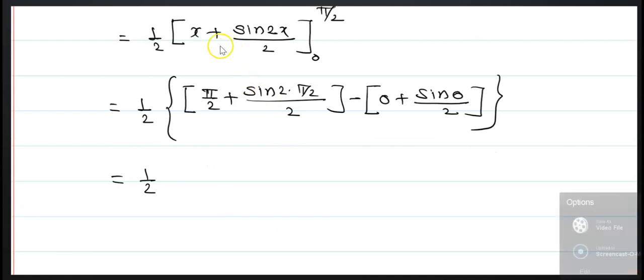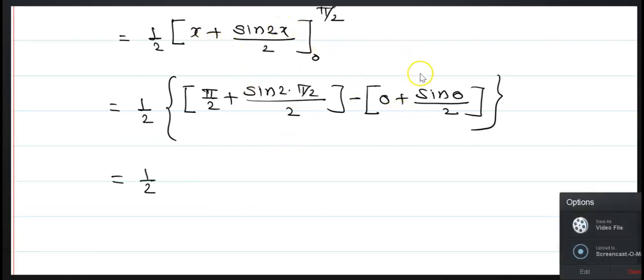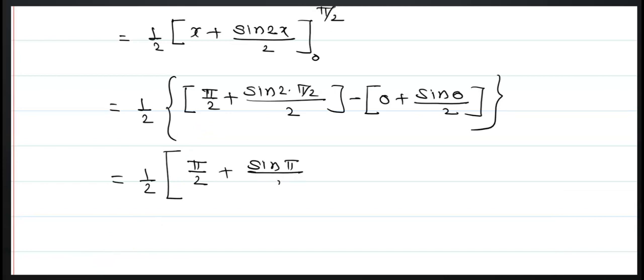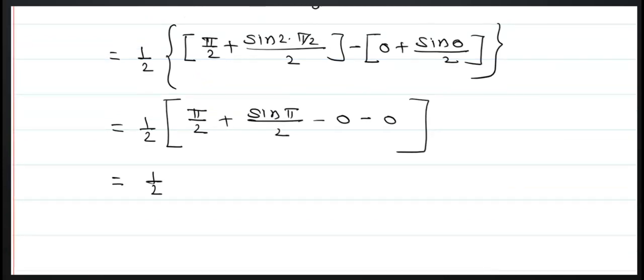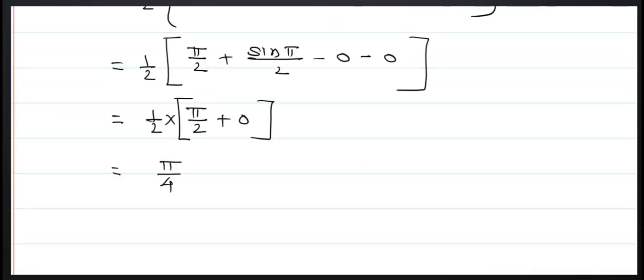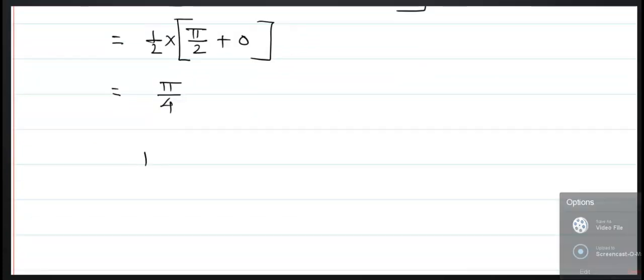Replace x by 0: sine of 0 upon 2. Now this is 0, since sine 0 is 0. Then what you will get? The 2 will get cancelled, that is sine of pi, and sine pi is 0, so 0 upon 2, which is overall 0. That is 1 upon 2 into pi by 2. Therefore, you will get the answer pi by 4. Therefore, I is equal to pi by 4.